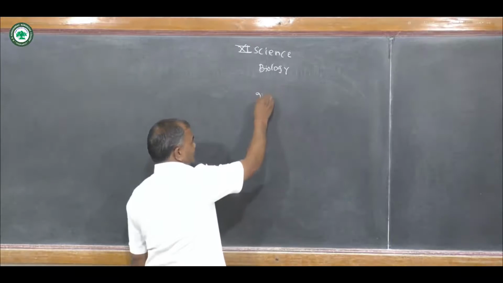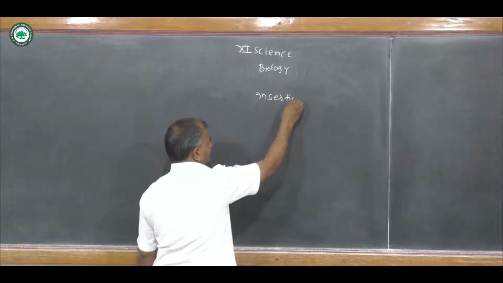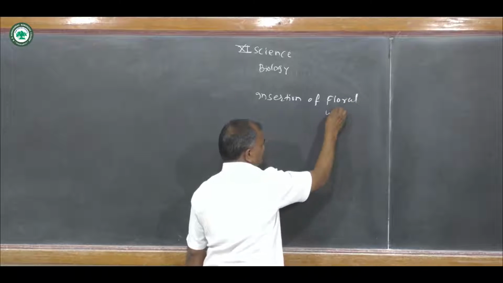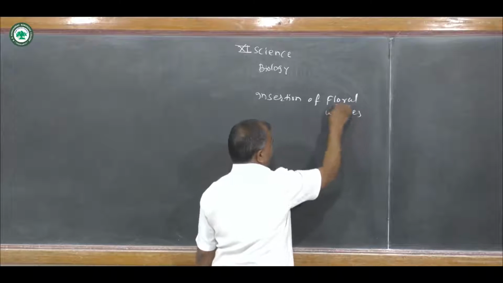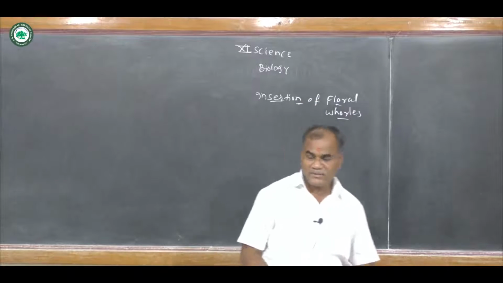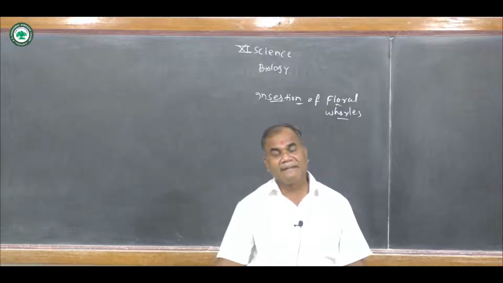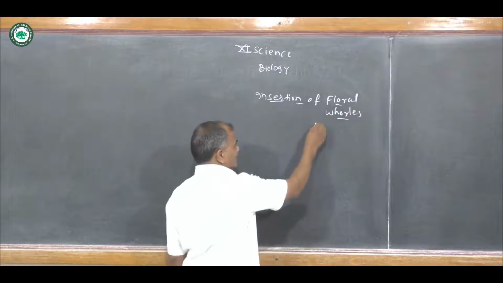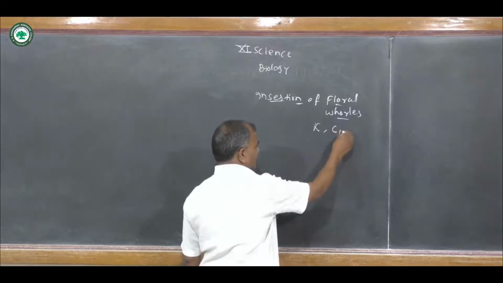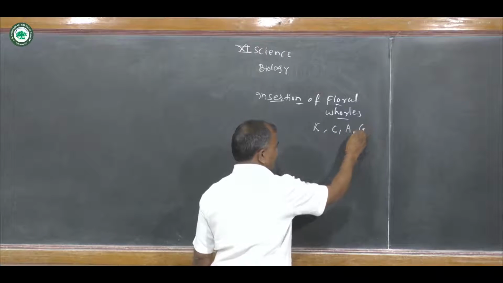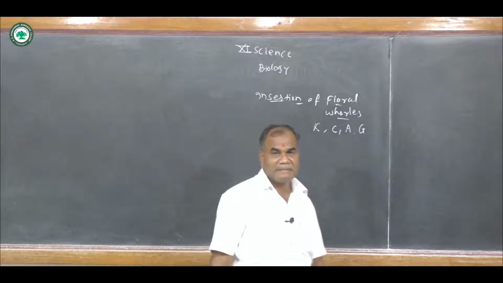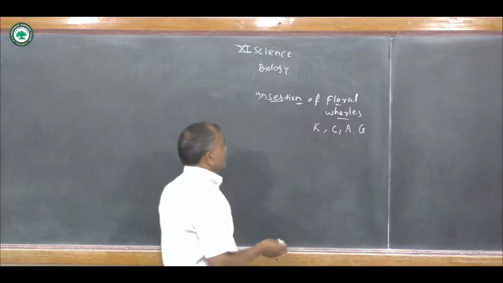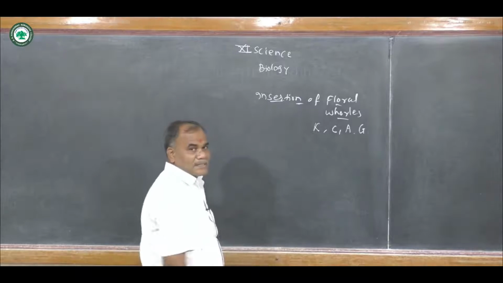Today we see the insertion of floral whorls. What is insertion of floral whorls? You always know about the flowers. Flowers have four parts, or four whorls. The first is the calyx, second is the corolla, third is the androecium, and fourth is the gynoecium. The arrangement of these four whorls on the flower is known as the insertion of floral whorls.